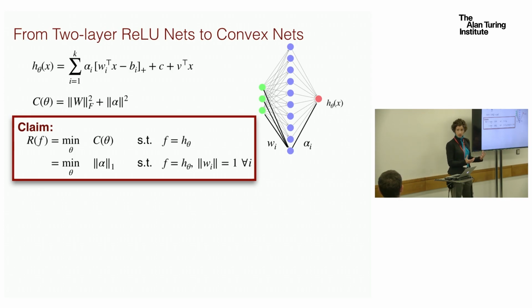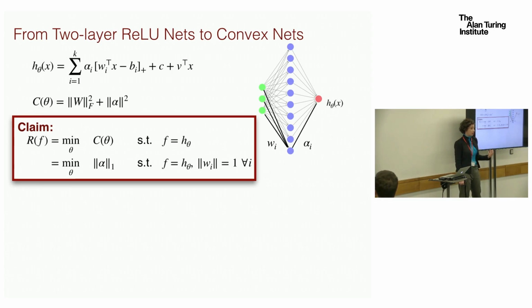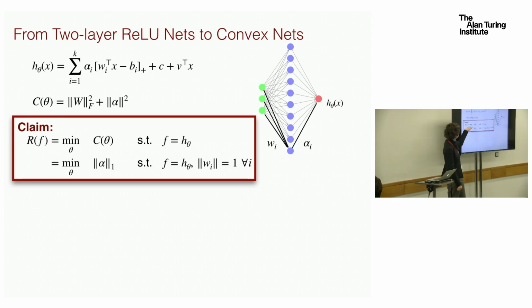is equivalent to saying I'm only going to consider networks where the collection of weights going into any particular blue node in the middle has a norm of 1. And if I impose that constraint, then my regularization function amounts to minimizing the L1 norm of the alphas, of the weights in that second layer. Okay, so these are two equivalent ways of writing this function space regularization term. Okay, so we're going to use that equivalence.